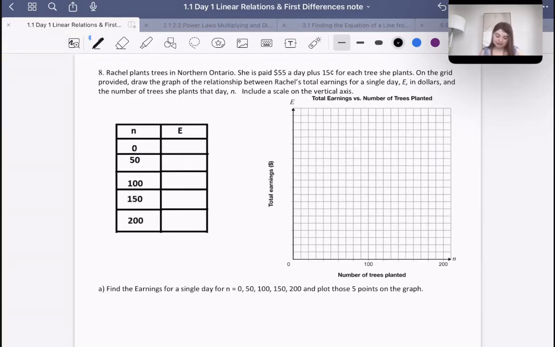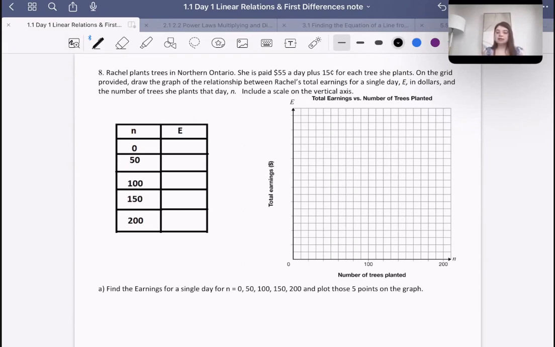Here it says, Rachel plants trees in Northern Ontario. She is paid $55 a day plus 15 cents for each tree she plants. On the grid provided, draw the graph of the relationship between Rachel's total earnings for a single day, E, in dollars, and the number of trees that she plants that day, N. Include a scale on the vertical axis. Okay, because it looks like they already included a scale on the horizontal axis. We need to include the scale on the vertical axis.